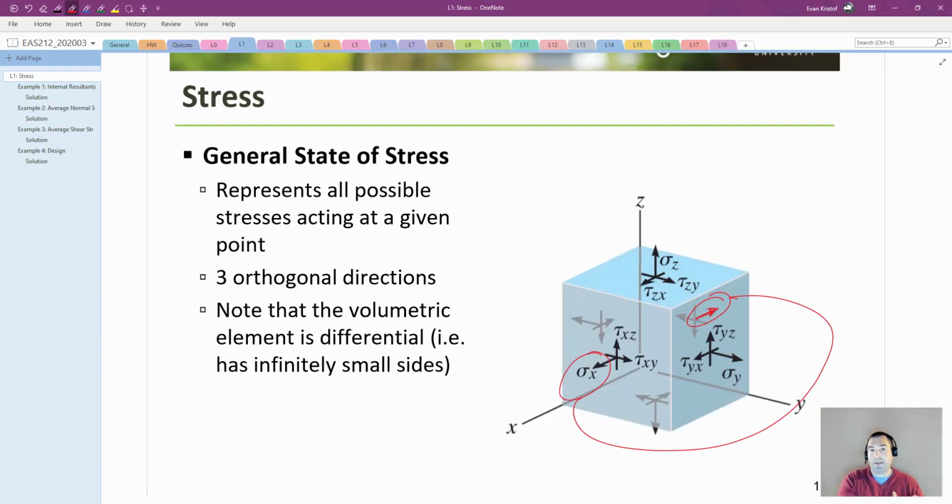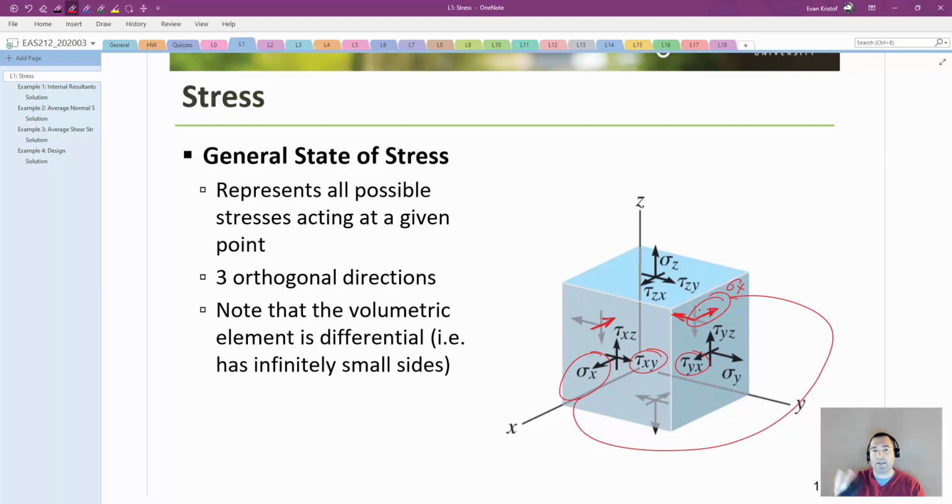Sigma x on this front face is going to be the same as sigma x on the back face. So we have 3 independent normal stresses, one in the x direction, one in the y direction, one in the z direction. And it's a similar thing for the shear stress as well. Tau xy and tau yx, for equilibrium purposes, those end up being the same thing, as are the same shear stresses on the other 2 faces of that cube. So we have shear stresses acting on like 4 faces, but all those shear stresses are the same.